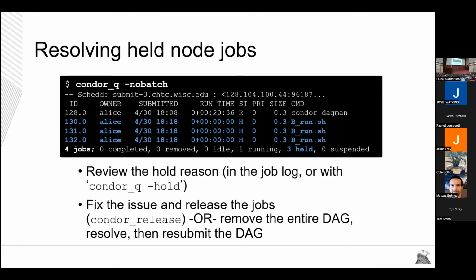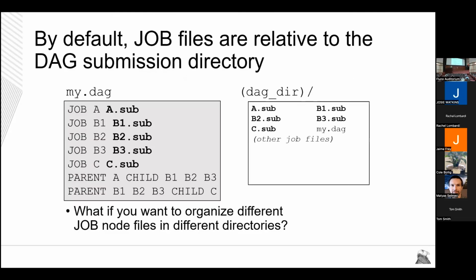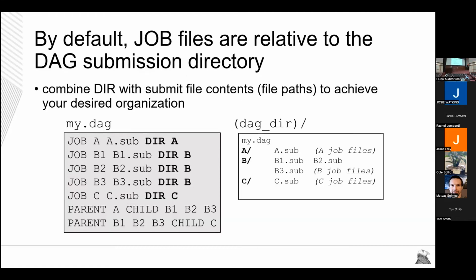Let's talk about node level modifiers. I already mentioned retries, for example, that you might want to retry a node. We'll talk about some of those features in this next section. So first, by default, job files are found relative to the DAG submission directory. So what if you wanted to organize your data differently, just like we've shown you in previous presentations? Well, one of the first modifiers that we'll introduce here is the DIR modifier. With the DIR modifier, you can set a different directory from which DAGMan should expect to find the submit file, and therefore all other files listed in the submit file for that job node.